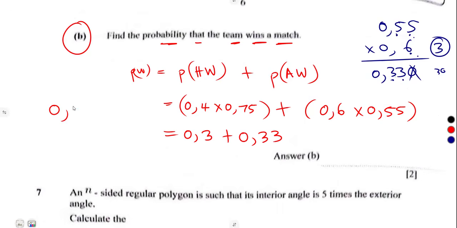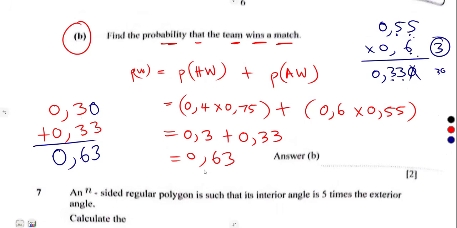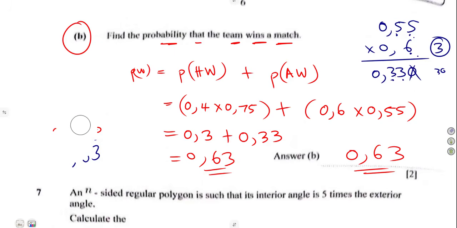Then simply add 0.3 plus what? 0.33. Remember, the comma is supposed to be in a line. So this is going to be a placeholder 0 there. So 0 plus 3, that's a 3. 3 plus 3, 6. 0 plus 0, that's a 0. So that's 0.63 as a decimal. So you can have it as a decimal 0.63 or 63 over 100 as a fraction.